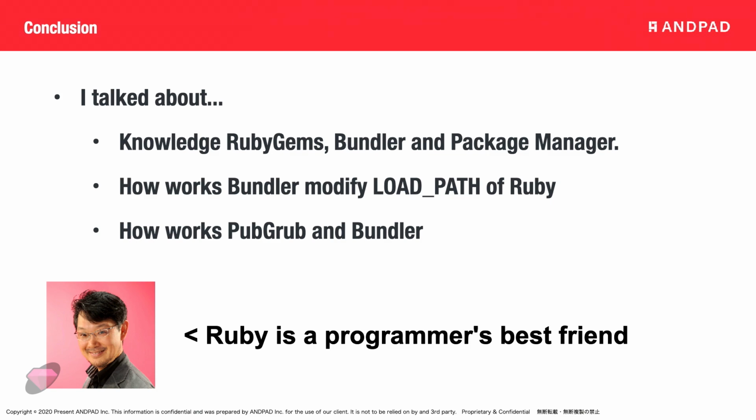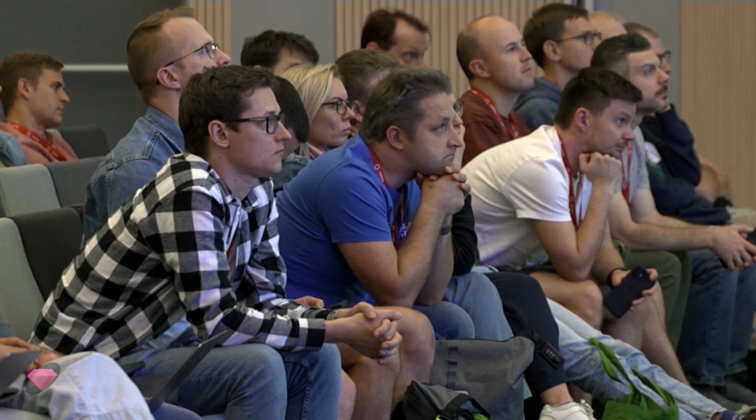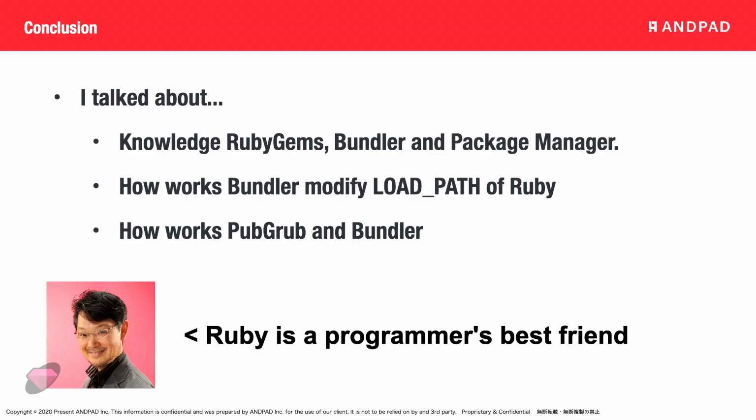Finally, I would like to summarize. I've talked about the knowledge of RubyGems and Bundler and the package manager. You understood how Bundler works faster with load path modification. Finally, I've introduced a simple example with PubGrub and Bundler.